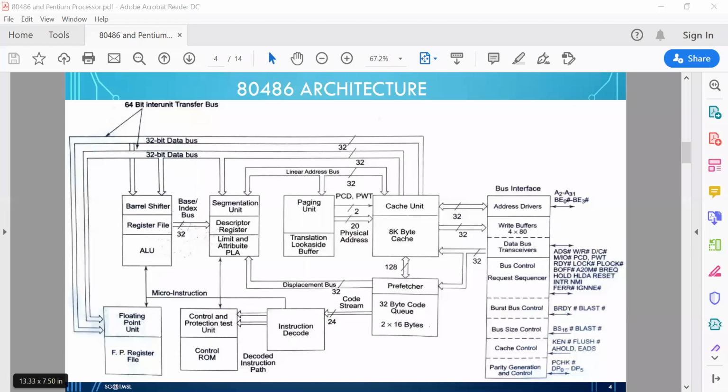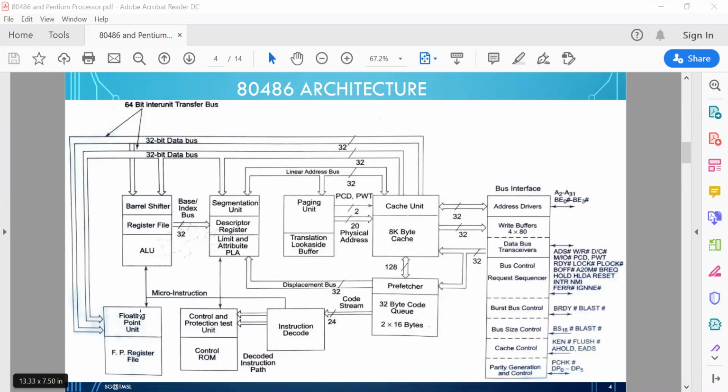Now the ALU includes general purpose register files, a barrel shifter, and registers for microcode use. So these are the total registers available here. Now the floating point unit includes the floating point registers, the adder, the multiplier, and the shifter.